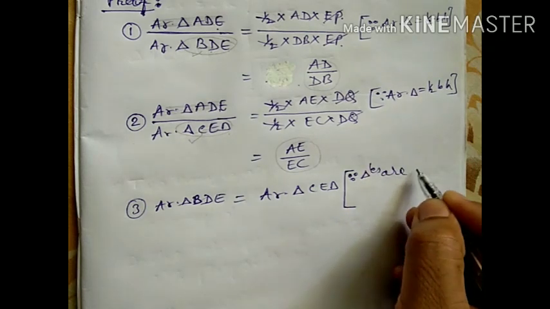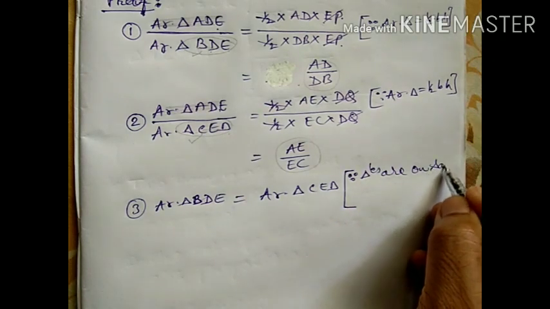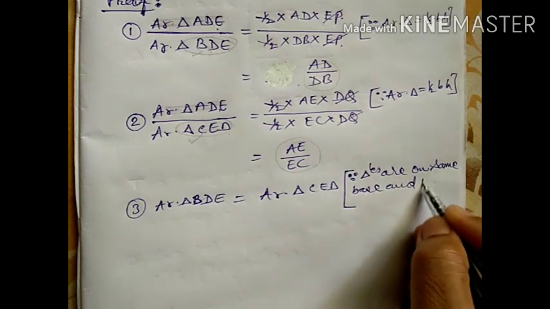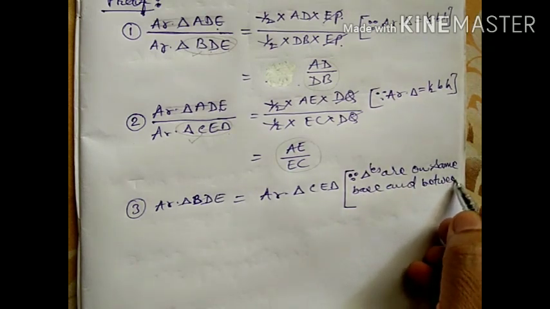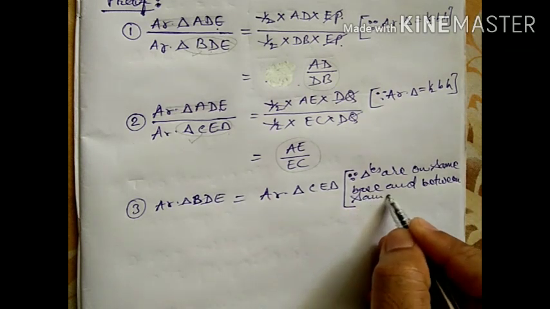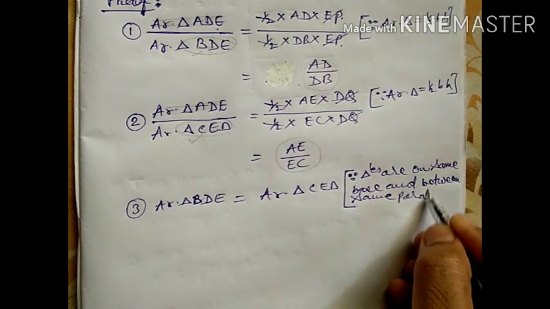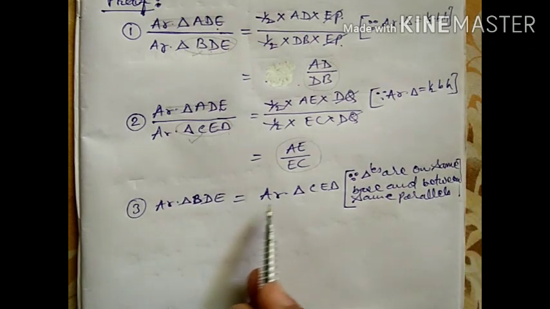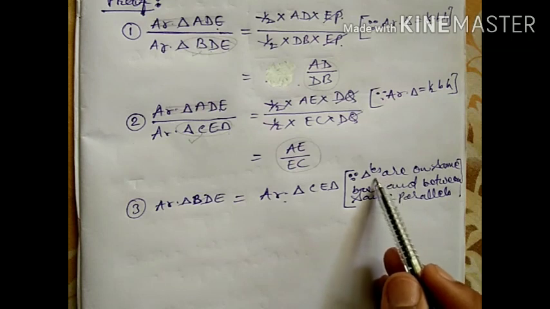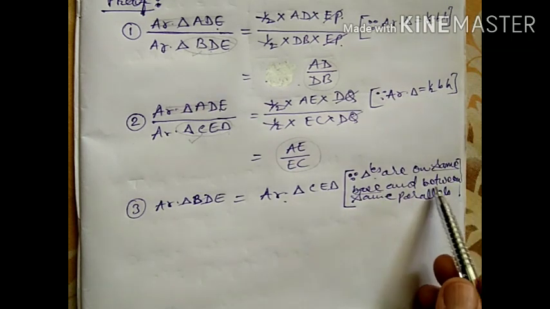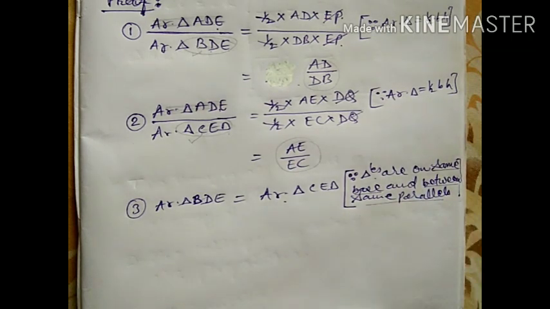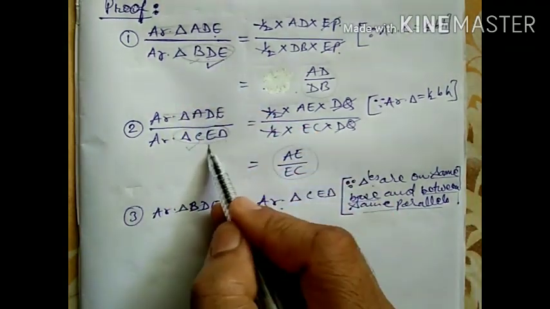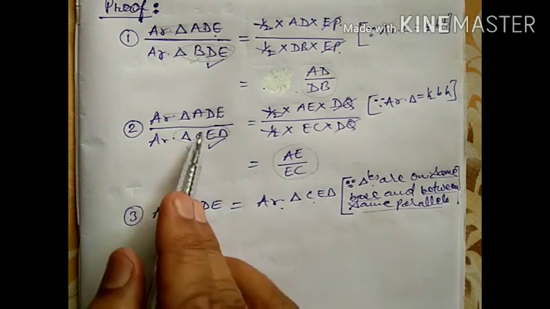Since triangles are on the same base and between the same parallels. Okay. So what do we learn here? Two triangles are equal in area because the two triangles are on the same base and between the same parallels. So that means we get here these two triangles are equal, BDE and CED. They are equal to one another.